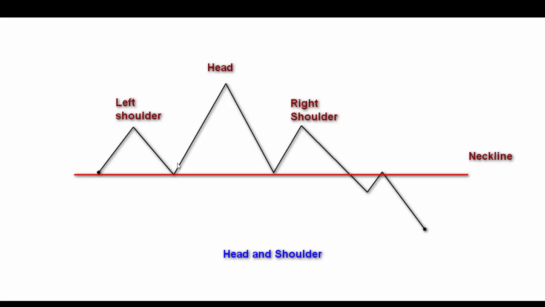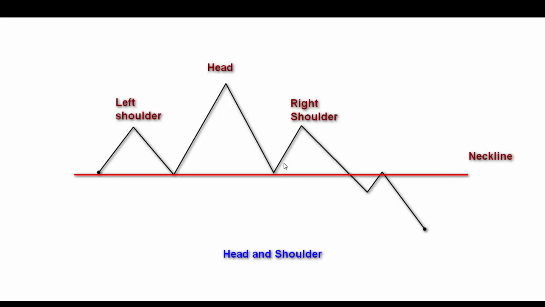So we want a peak or high here, then another high which is higher than the previous one, then another high here that is lower than the middle one. This one will be called the left shoulder, this one will be called the head, and this one will be called the right shoulder. And this line here that combines the support line for both peaks, we call it the neckline.